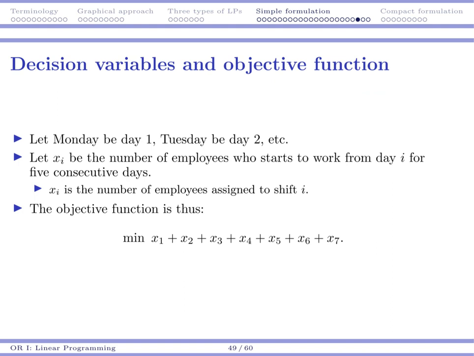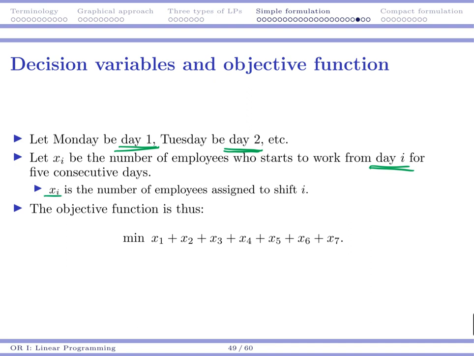So we have Monday, Tuesday, Wednesday. Let's say Xi is the number of employees who start to work from day i for 5 consecutive days. I need to remind you again that definitions must be precise. If you say day i, you need to define what you mean by day i. Okay? Day 1 means Monday, day 2 means Tuesday. You need to specify that.